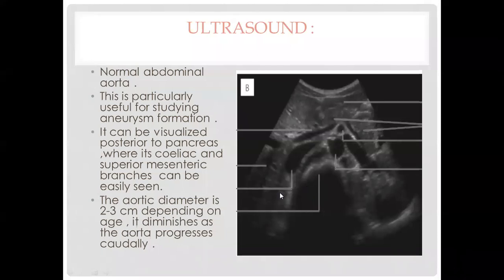Usually it is visualized posterior to the pancreas, where the celiac and superior mesenteric branches can be easily seen. Its diameter is about 2 to 3 centimeters, depending on the age, and it tapers gradually. The disadvantage of ultrasound is that it does not give much information about complex masses or any complex lesion of the aorta, and it cannot assess the distal branches in case of an abdominal aortic aneurysm.